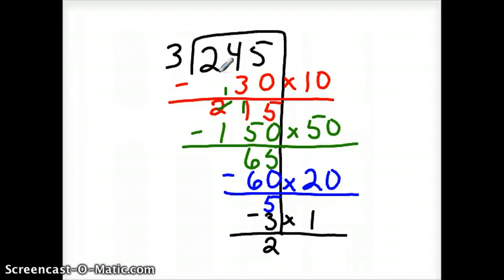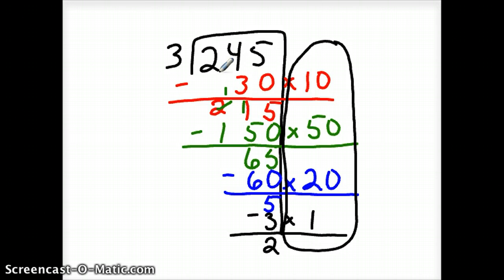To do this, I'm going to have to take a look at the groups that I took. Well, I took a group of 10, a group of 50, a group of 20, and a group of 1. And I know that 10 and 50 is 60, plus 20 more is 80, plus 1 more makes 81. So I have 81 groups of 3, and then I have 2 remaining, or 2 left over, so I have a remainder of 2.